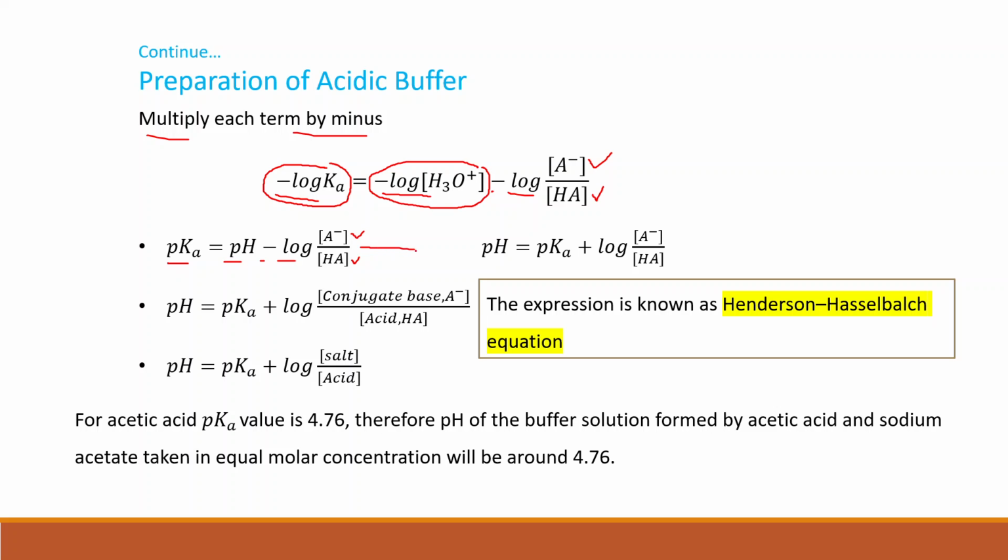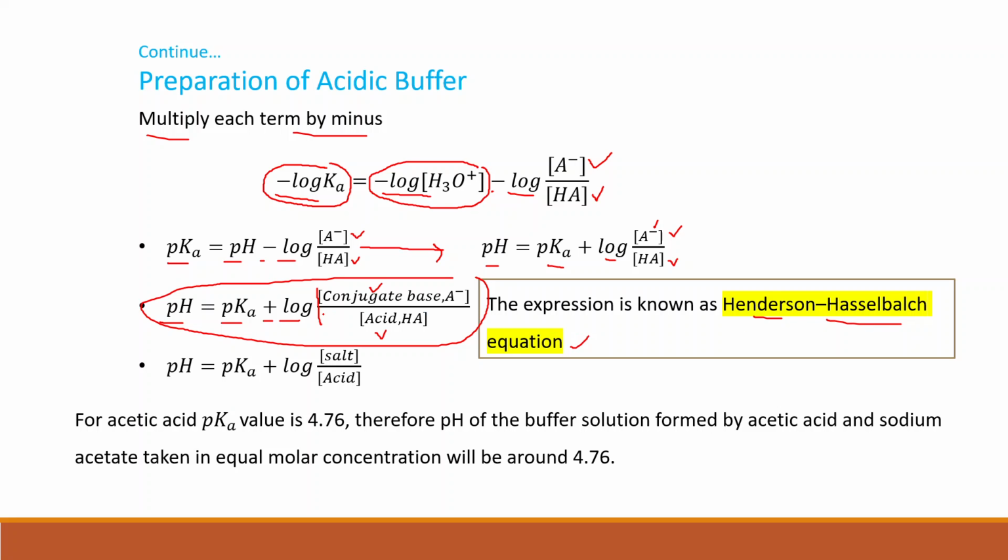Now if we rearrange this equation, we get pH is equal to pKa plus log of concentration of A- divided by concentration of HA. What is this A-? A- is the conjugate base. So you can also write pH is equal to pKa plus log of this ratio, the concentration of conjugate base to the concentration of acid. This equation is known as the Henderson-Hasselbalch equation.